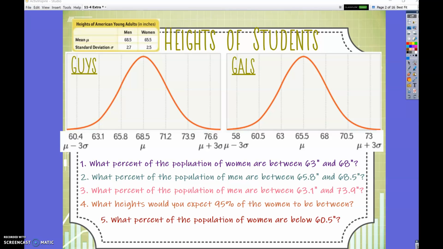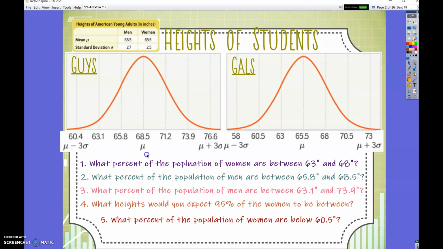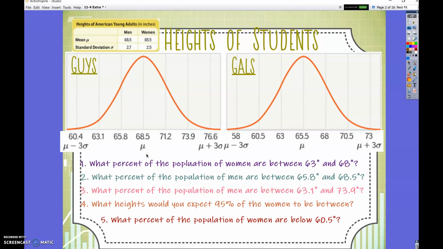To review over section 11.4, we're going to talk about the heights of students. We can see that guys and gals are both having their heights listed as a normal curve. So remember, the mean on a normal curve always goes here in the middle, okay? And we also have both of them on separate scales because generally males tend to be a little bit taller.